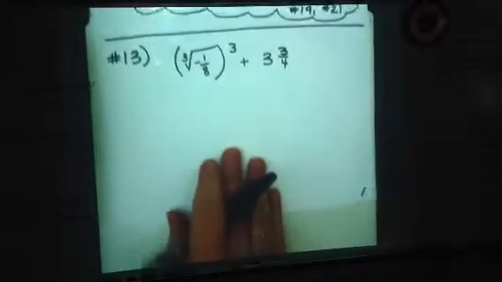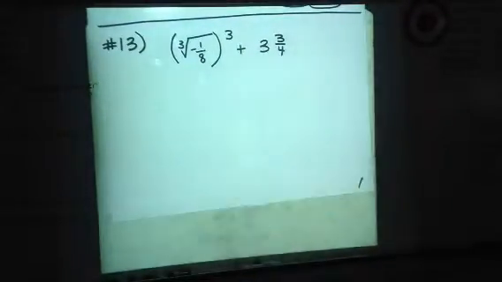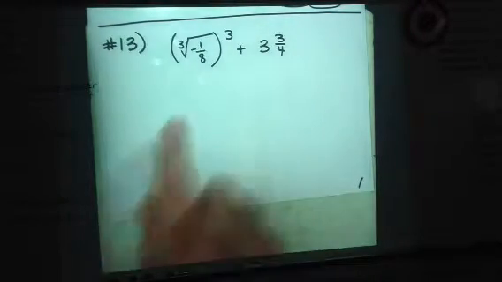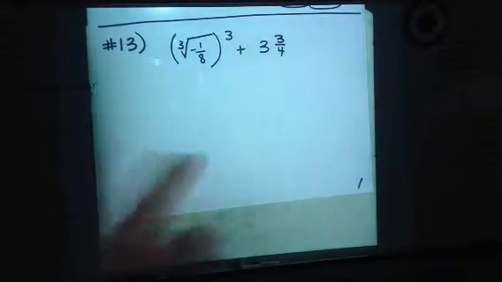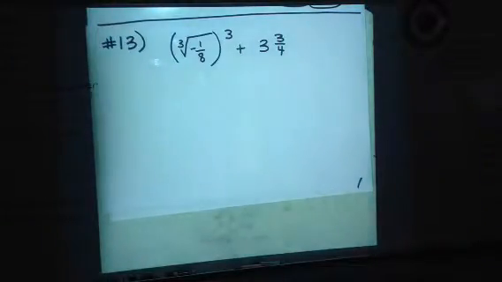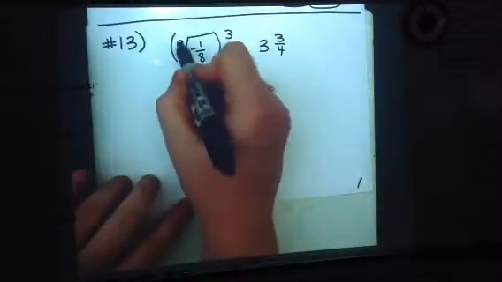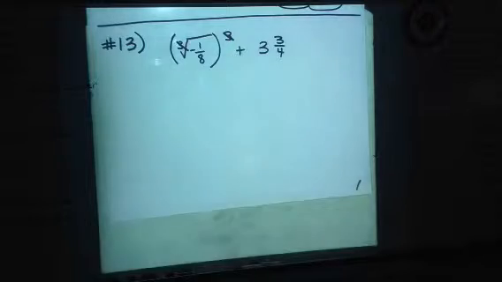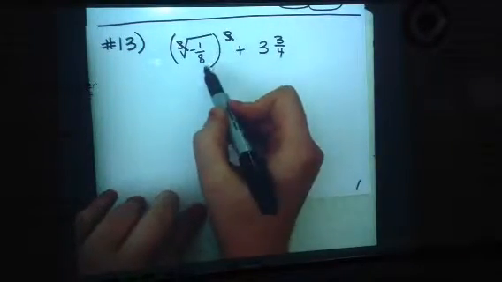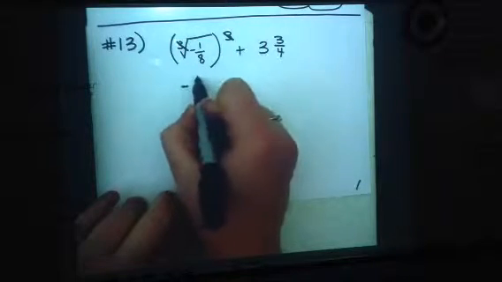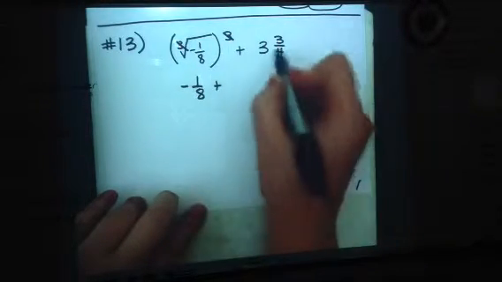Okay, so our first one we're going to cover is 13. Please do not stress out because you see fractions. What we're going to first look at is our parentheses here with our cube root and our cubed. Just like with squares, those actually cancel out, which makes our math a lot easier. If you ever see a cube root and a cube sign, those automatically cancel out. So we don't even have to worry about these in this problem. We're just going to bring down this negative 1/8, and we're going to add it to our 3 3/4.